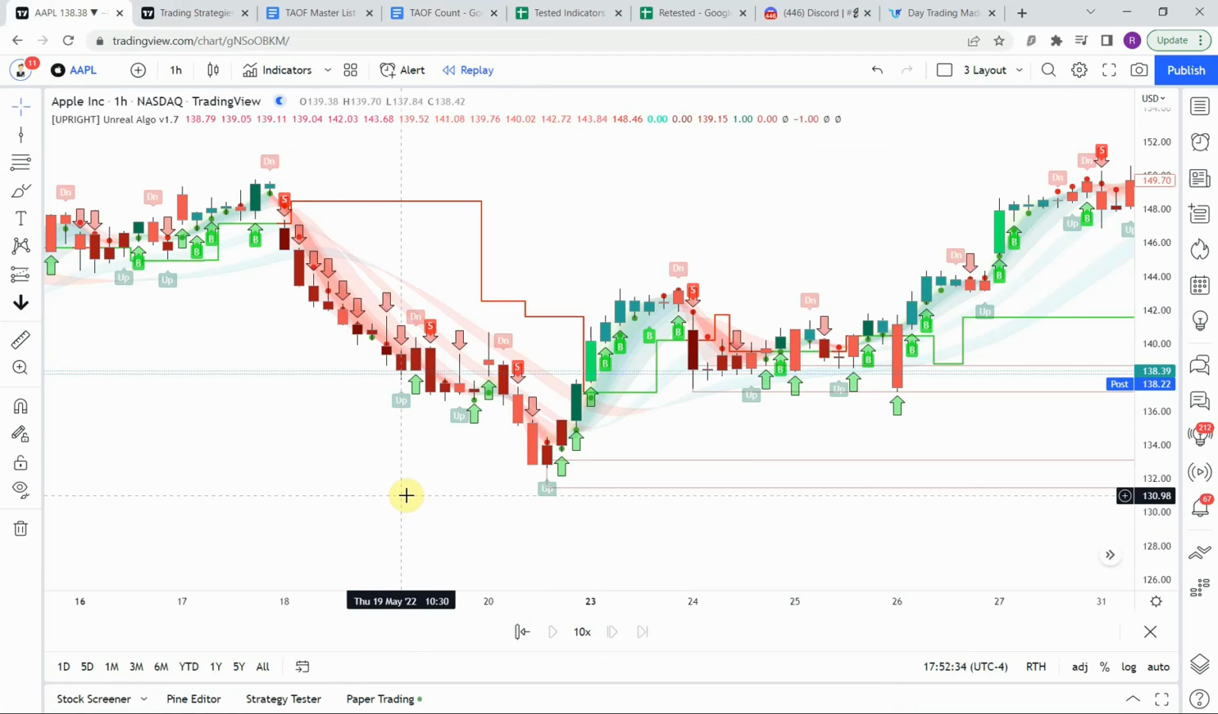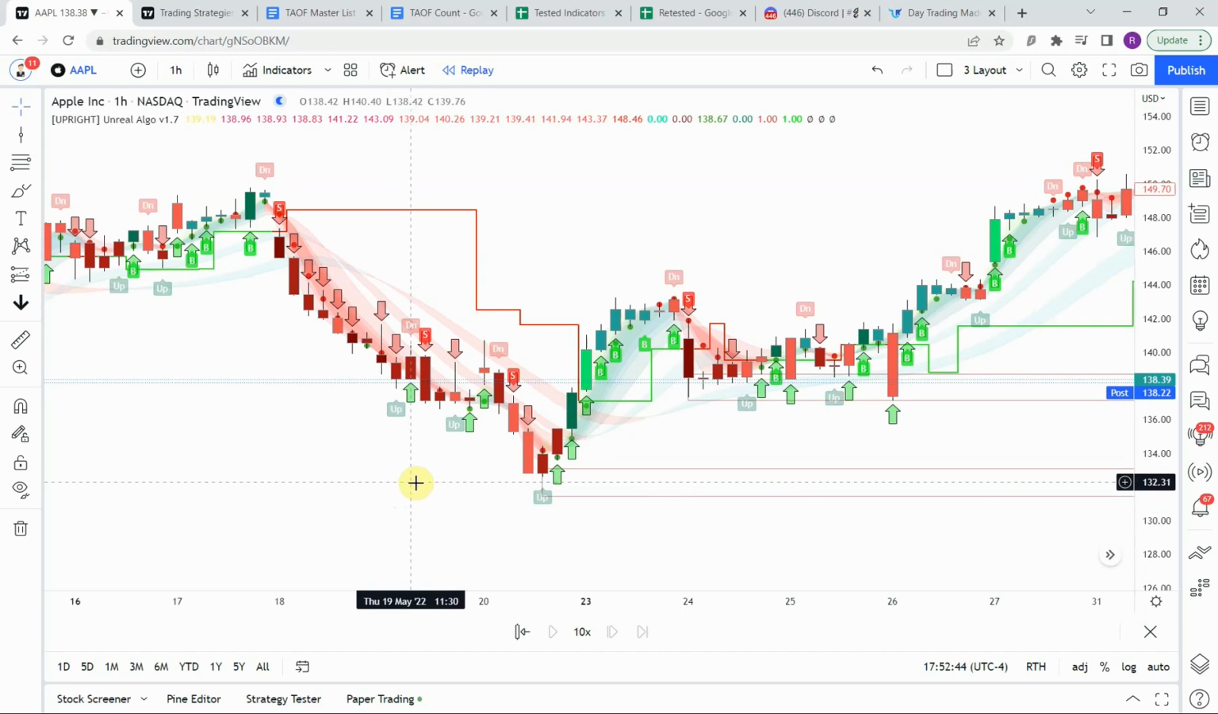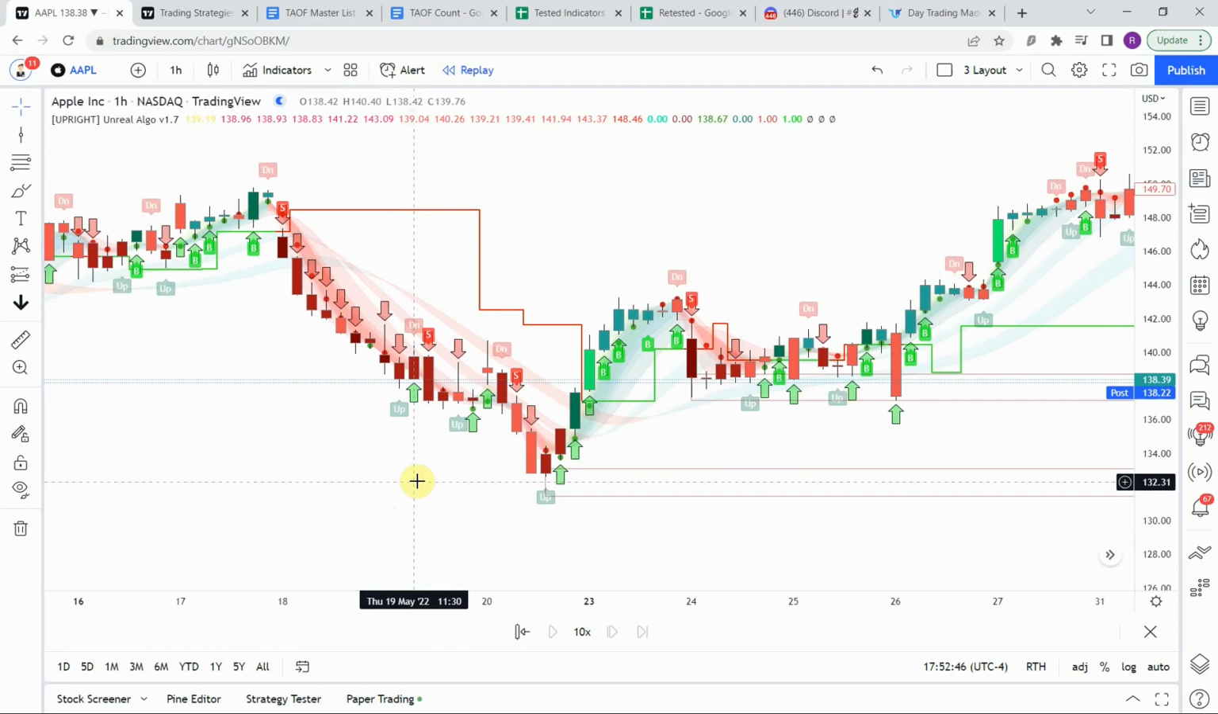Okay, so today we will be looking at an options trading strategy, and it's not necessarily just an options trading strategy, but this one is definitely a blue chip stock strategy that you would be able to implement.